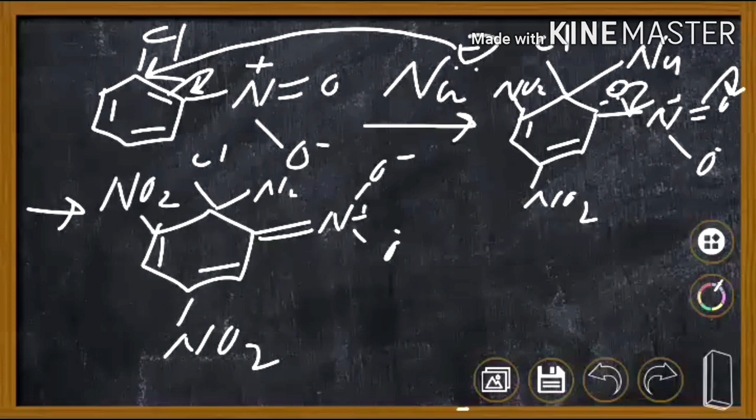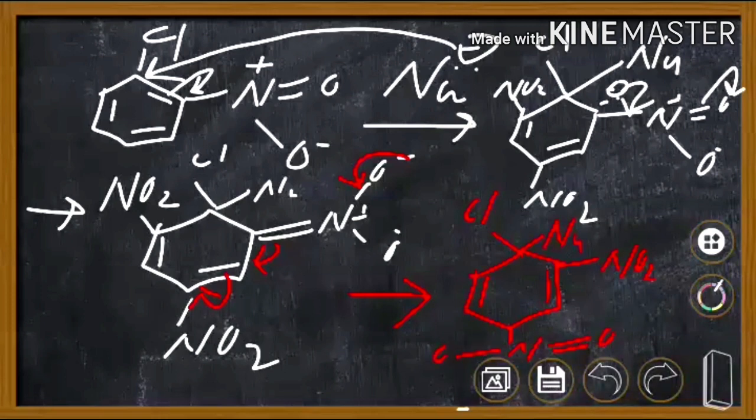Now in the next step, what will happen? This comes back to the ring, shifting onto this C-C bond, and this pi bond moves onto this carbon. Now the same phenomenon we can see through this NO2. Ready? Now after that you can have a structure like this: Cl, nucleophile, here your NO2, double bond, and here your NO2, N double bond O minus, plus.